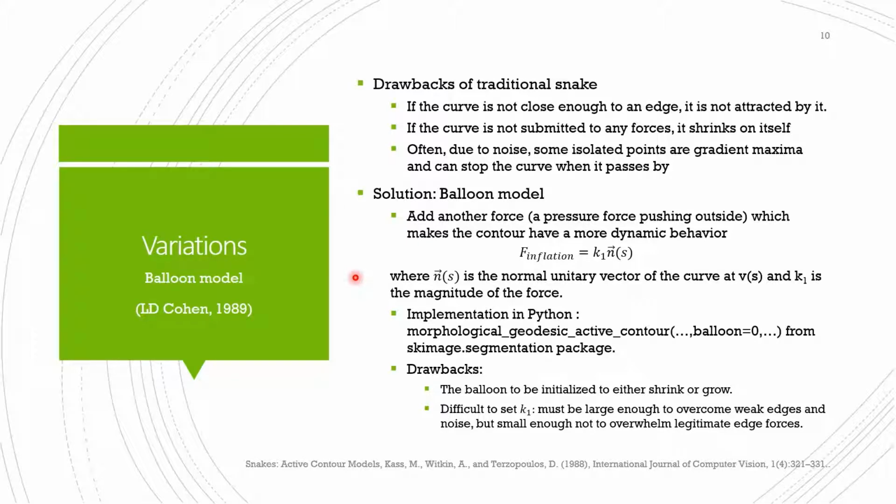Now I will discuss some of the variations. The first variation is the balloon model. There are some drawbacks the traditional snake has. First, if a curve is not close enough to an edge, it is not attracted by it. And if the curve is not subject to any force, it shrinks on itself.